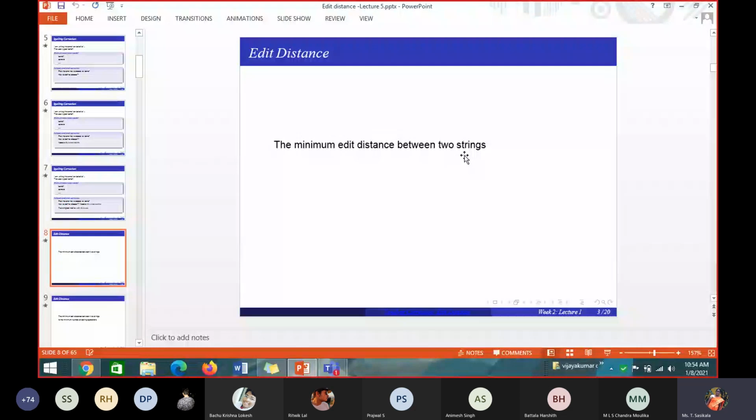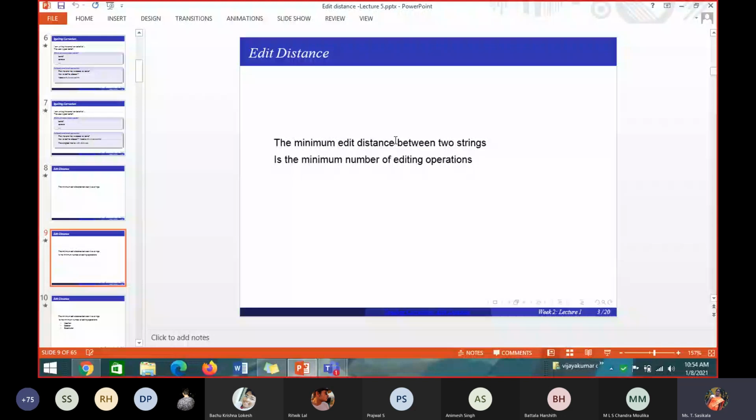So what is the minimum edit distance? It is the minimum number of editing operations. Here in edit distance, we are not using the Euclidean distance measure or something. Here we are using edit operations and applying them. So the minimum edit distance between two strings is the minimum number of editing operations. What are the editing operations we have?